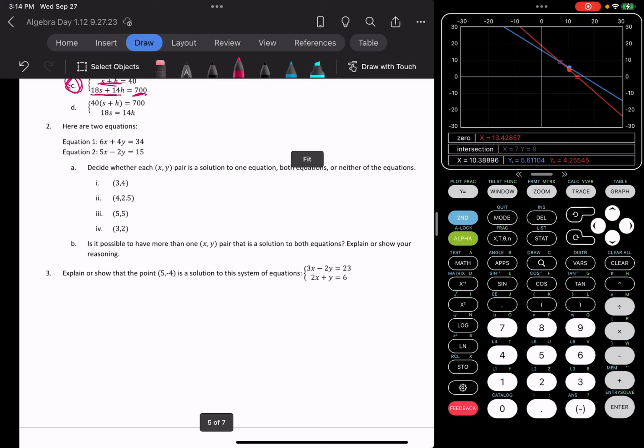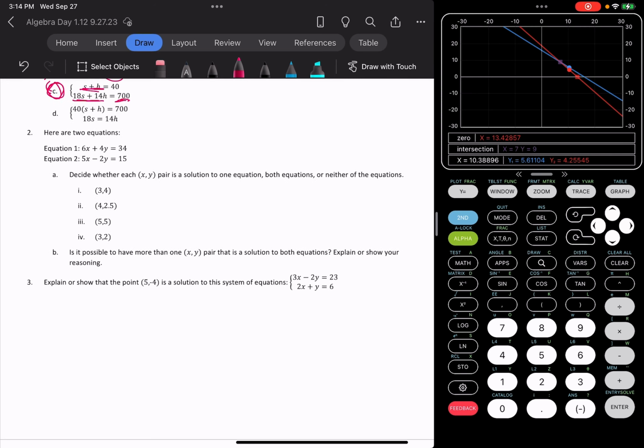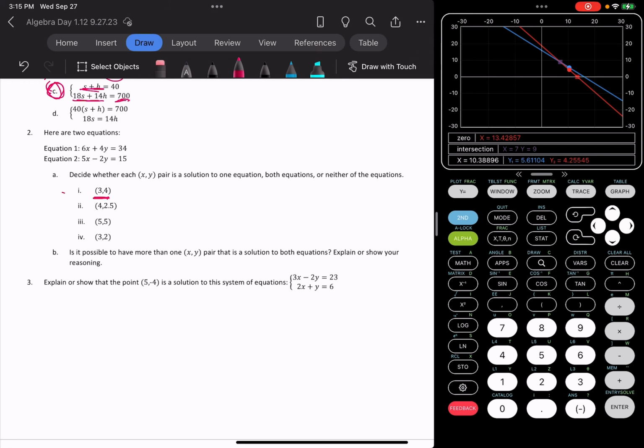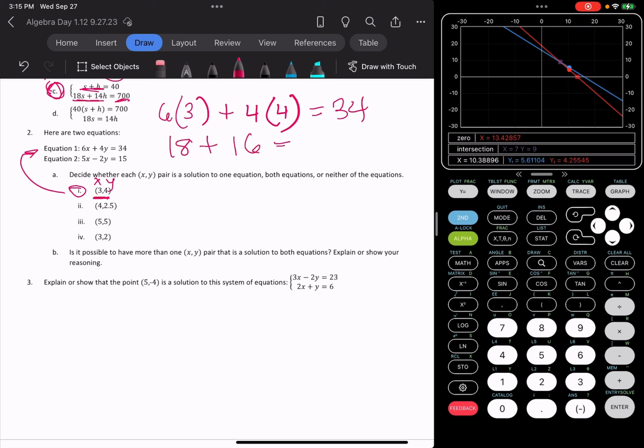All right, number 2 says here are two equations. Determine whether x, y is a pair to one equation, both equations, or neither of the equations. So your job here is to plug these numbers into the equations and see if they work. So I'm going to do an example with this first one, but you need to do it for each one of these. So if we do 6 times 3 plus 4 times 4, and remember this is the x, this is the y, so you're plugging that in, equals 34. We get 18 plus 16, and 18 plus 16 does equal 34. So this works for the first equation.